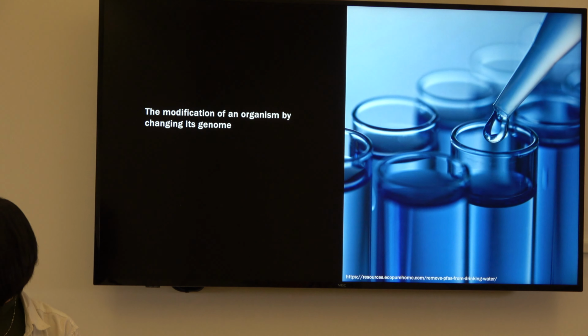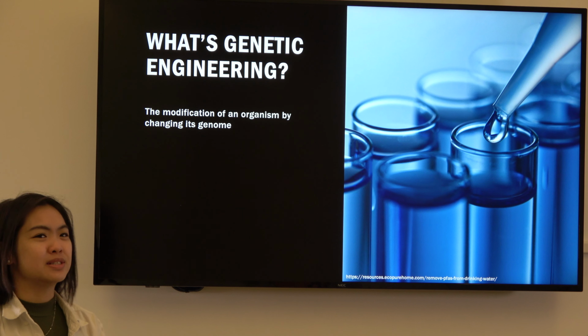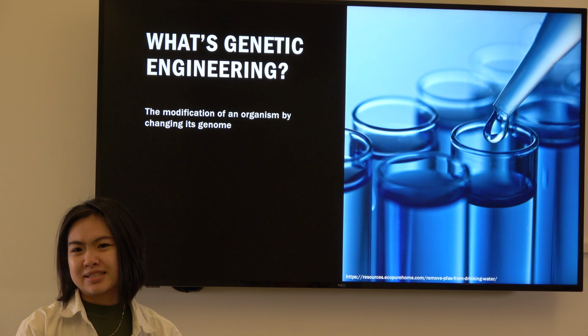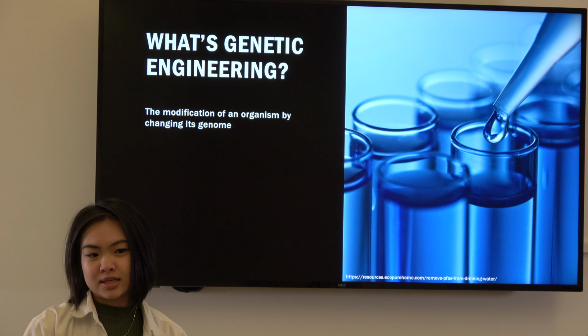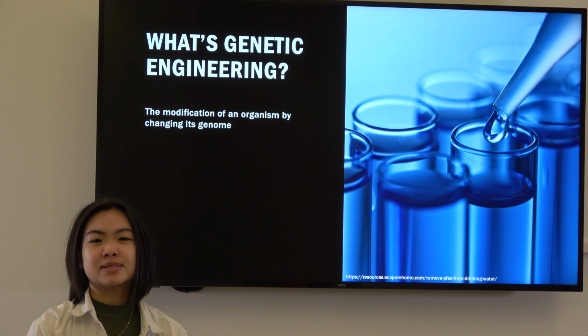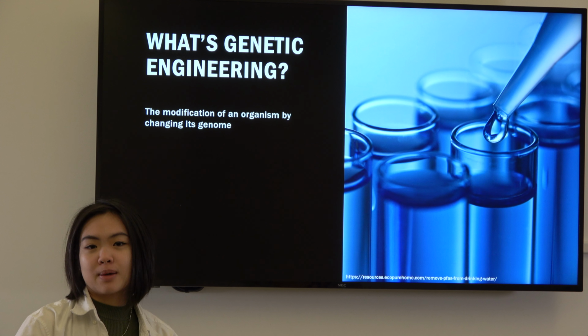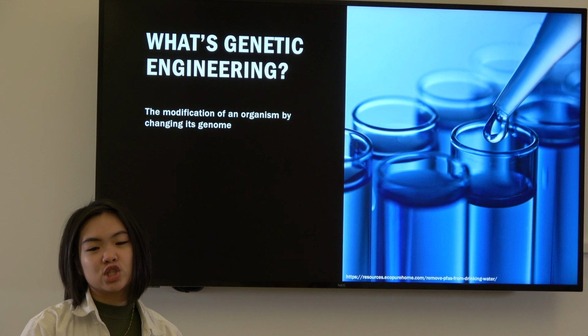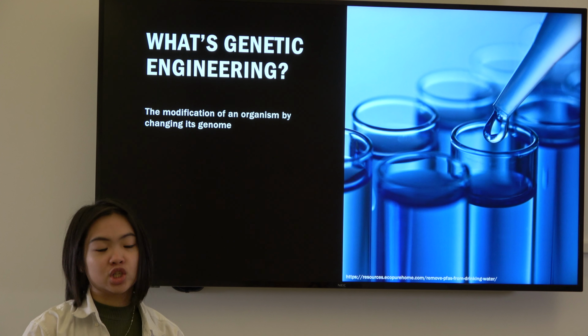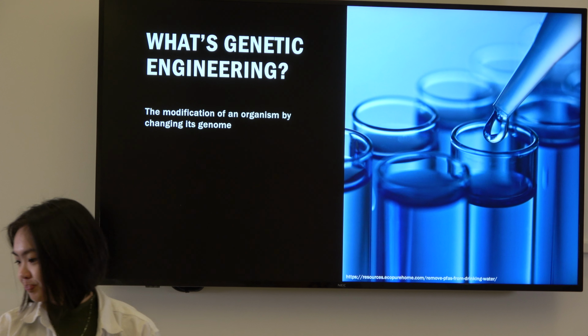Now, you might think, what exactly is genetic engineering? Simply put, it's the modification of an organism by changing its genome. And genome is like an organism's set of instructions. It describes how an organism will act, how to look, how to function. So if we change the genome, we'd be changing the organism itself.